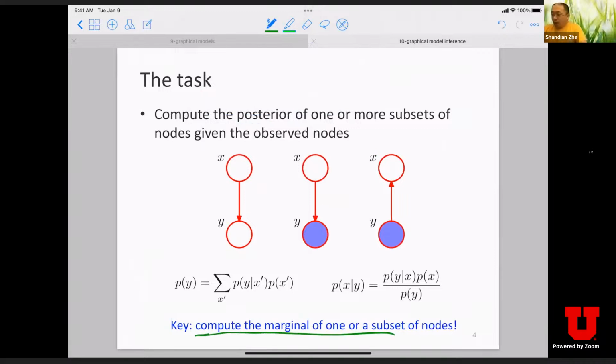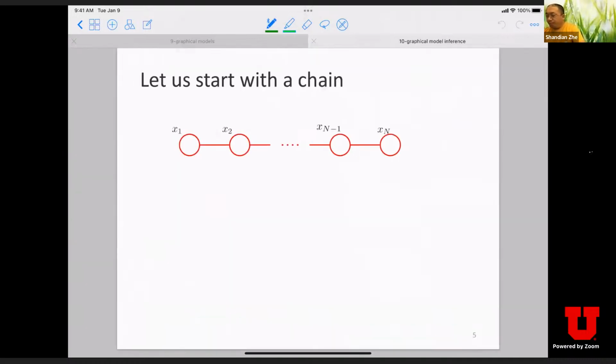So our goal is to compute the marginal of one or a subset of nodes. This computation, if we do not use some kind of smart idea, is usually very difficult to compute. How do we see this? Again, we're going to use a chain graphical model to explain this problem. Suppose I have n random variables in a chain graph.